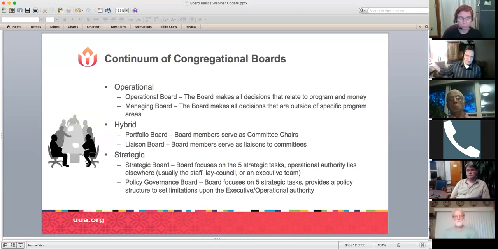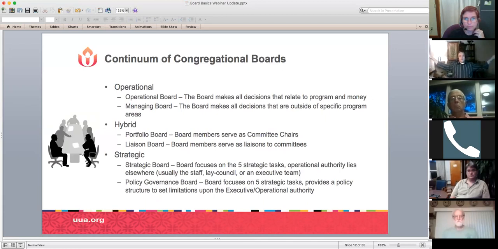The other end of the spectrum is a board that spends 100% of its time on strategic matters, on thinking about the congregation's mission and vision, on strategic planning, on bylaws and policy, and how to set the congregation's future, how to assess how well programs are doing. But all of those operational concerns are done somewhere else. They're not in the board's purview.